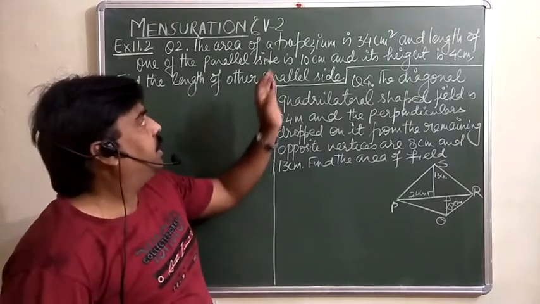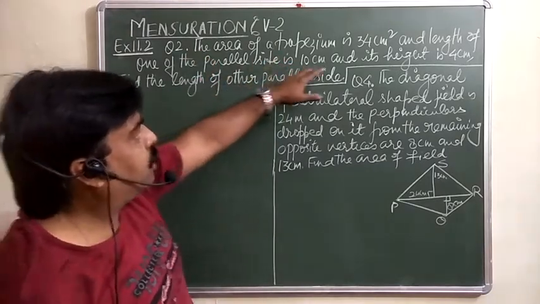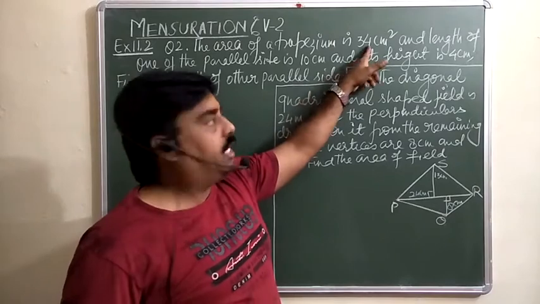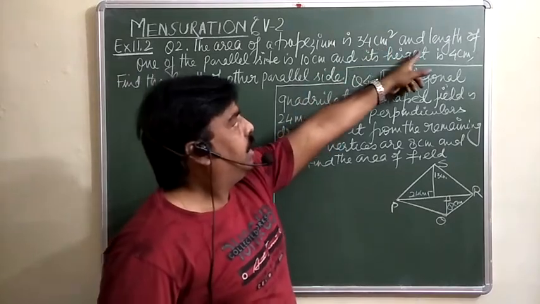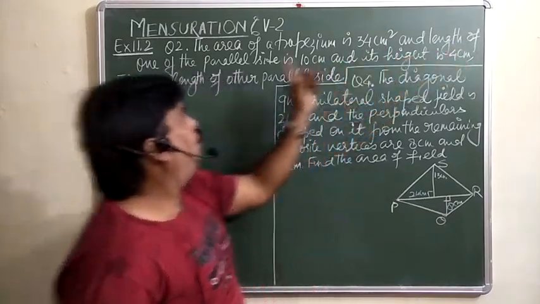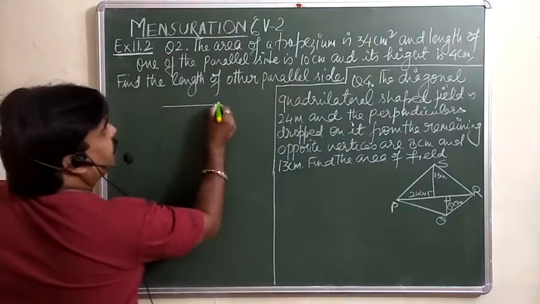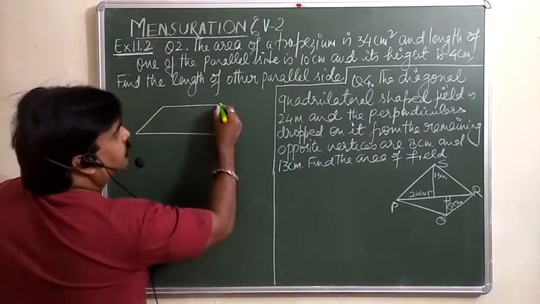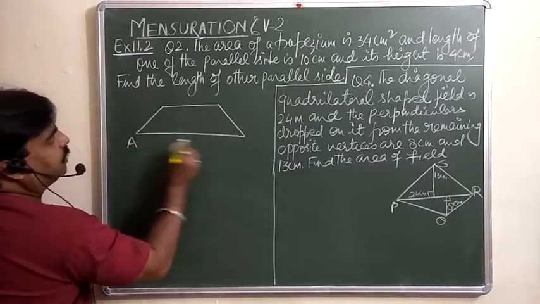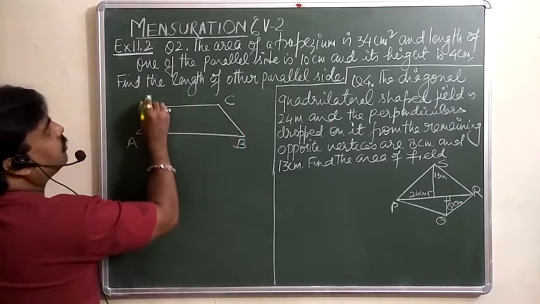Okay. Now the next question is, the area of a trapezium is 34 centimeter square. Area of the trapezium is already given, and length of one of the parallel sides is 10 centimeter. You can assume this is your trapezium, you can say ABCD. The area of this one is already given.